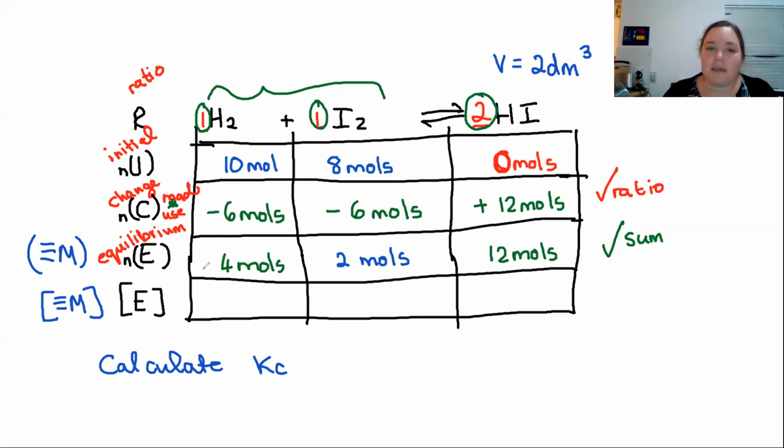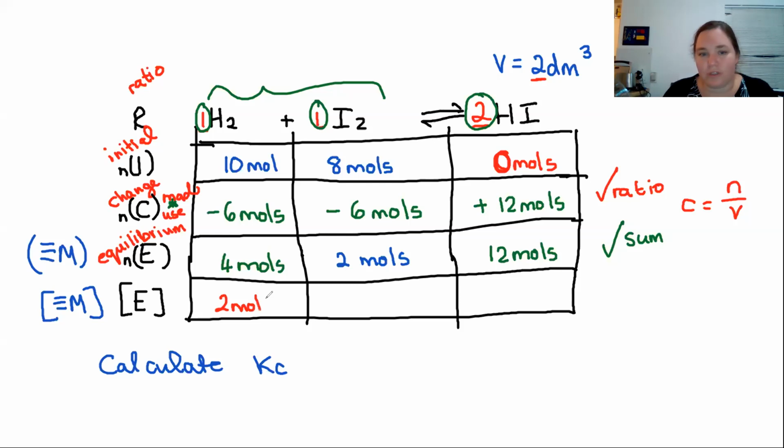Then the last step is, how do we get from moles to concentration? You do not need to show that concentration is number of moles over volume. You don't actually need that formula, although it's what we're using. What you do need to do is take this value and divide it by your volume. So if I have got 4 here, divided by 2 gives me 2.